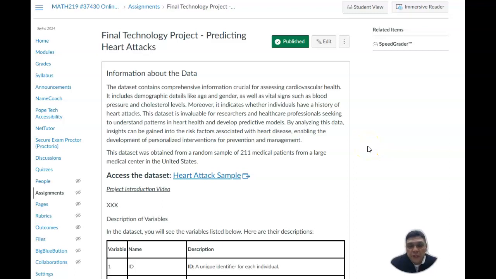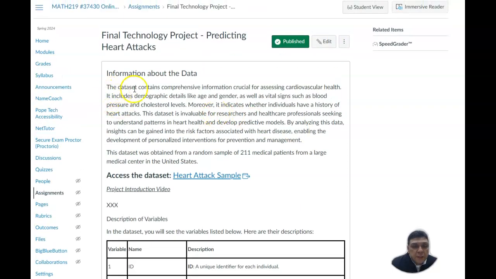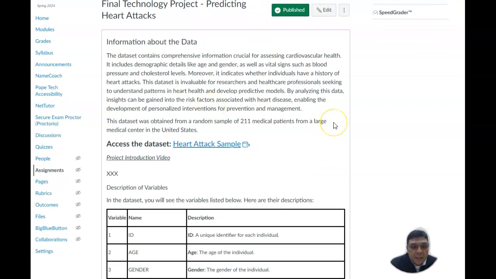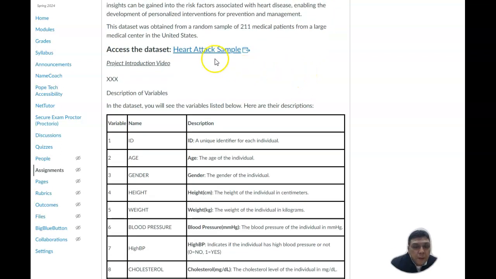Here's the final project for the class. Once you open it up, you'll take a look here. There's information about the data set. This is data from individuals, medical patients. You can read the introduction there. There's a link here that would open up the data set.